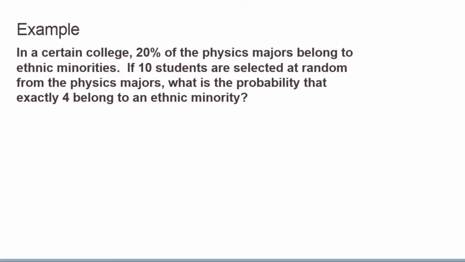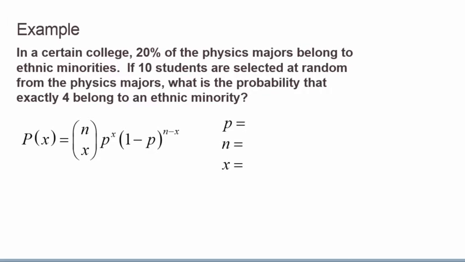Example. In a certain college, 20% of the physics majors belong to ethnic minorities. If 10 students are selected at random from the physics majors, what is the probability that exactly 4 belong to an ethnic minority? Let's begin with our formula. Probability of x equals n choose x times p to the x times 1 minus p to the n minus x power. In order to use our formula, we need to know the value of p, n, and x.